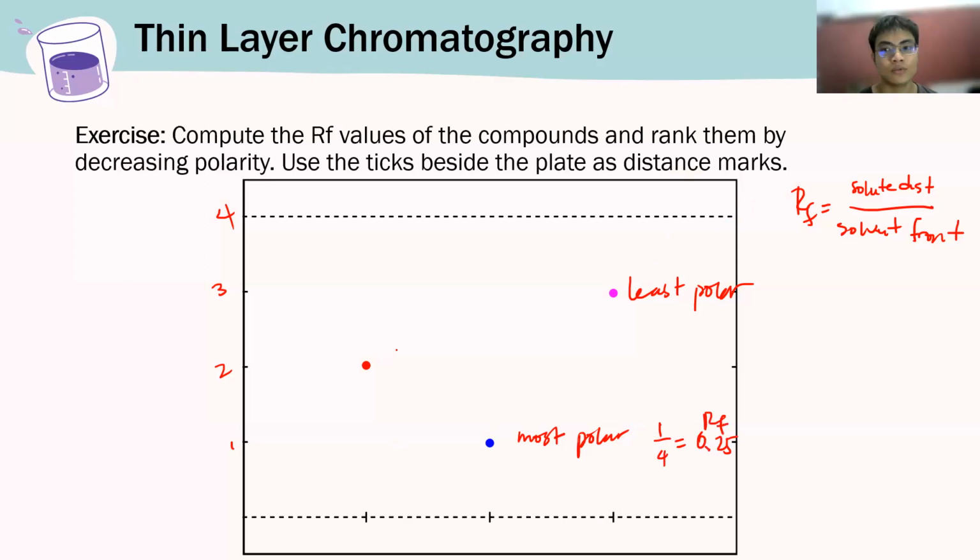This one, it traveled 2 centimeter. So it's 2/4 or 0.5 yung RF niya. This one traveled 3 centimeter. Yung solvent, 4 centimeter. 3/4 is 0.75 RF. Okay? So the higher the RF, the lesser polarity it is.